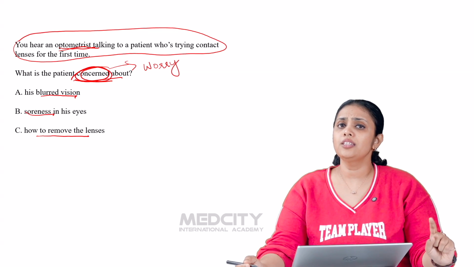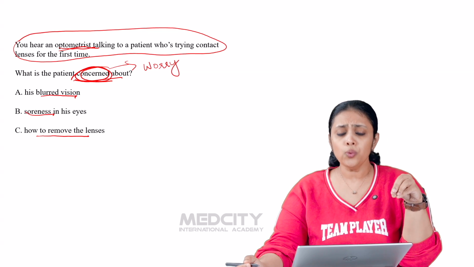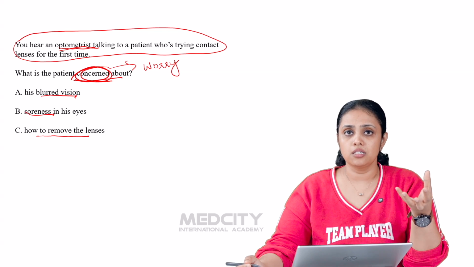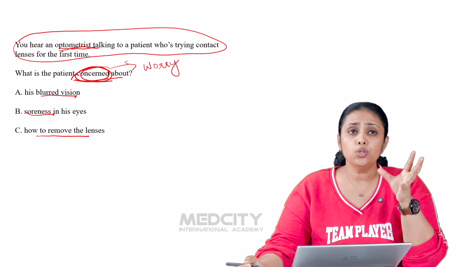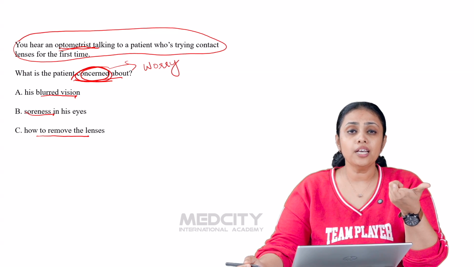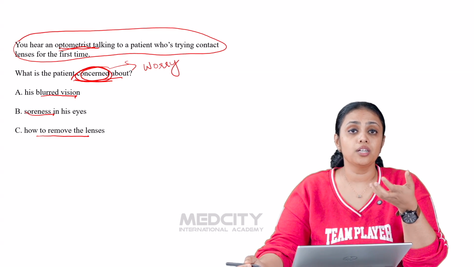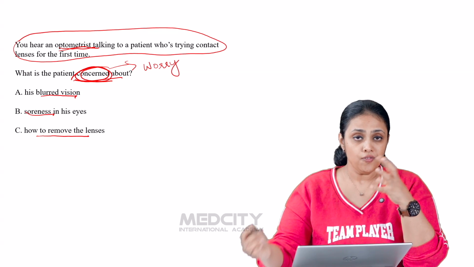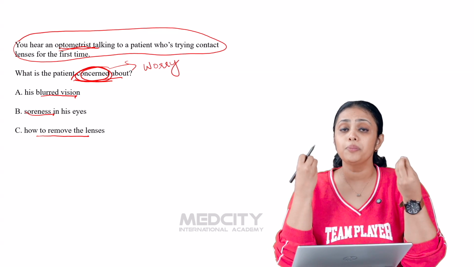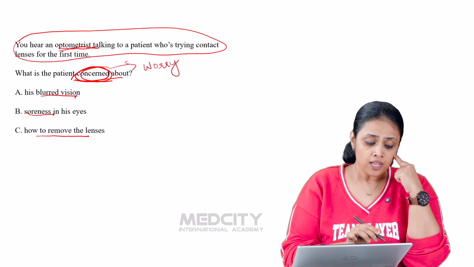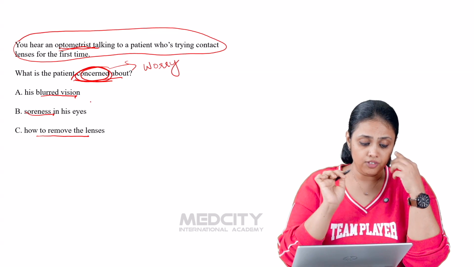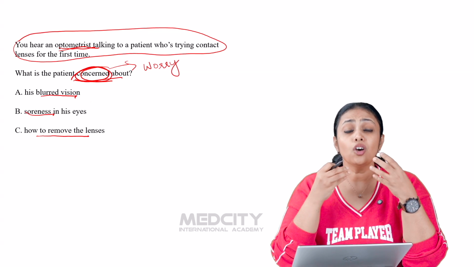One more thing that you need to understand is that when you have words like concern, related to emotion, you should not be expecting the word as such or a synonym of that word to be mentioned in the audio. From what is being said, you should be able to understand that it is a concern that they are expressing. For instance, suppose blurred vision is a concern, then it's not necessary.